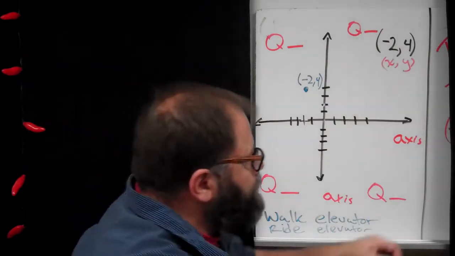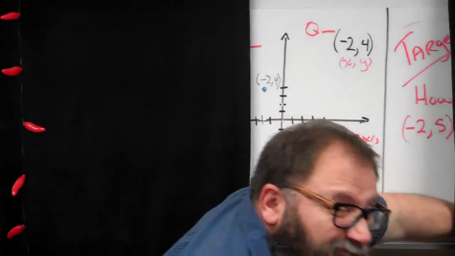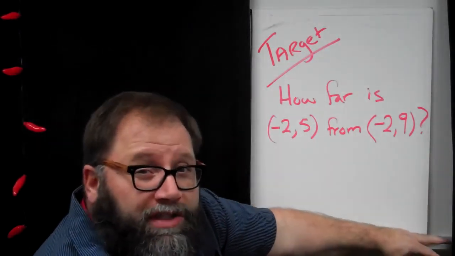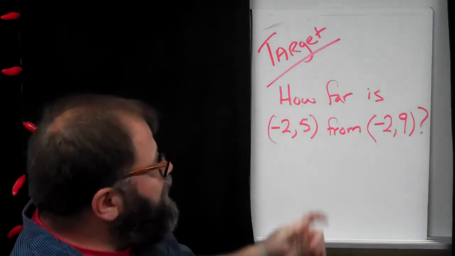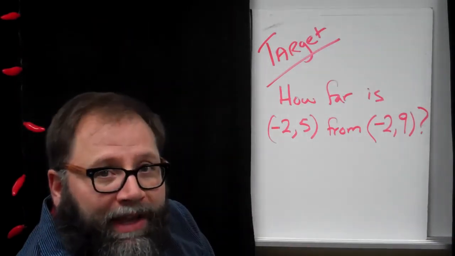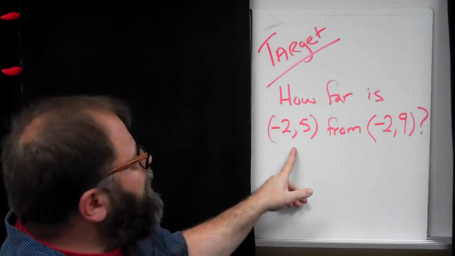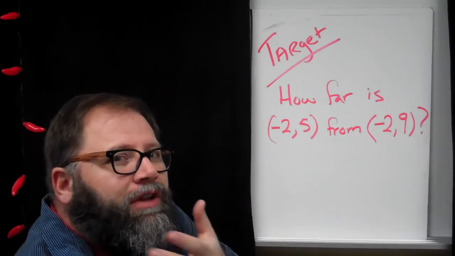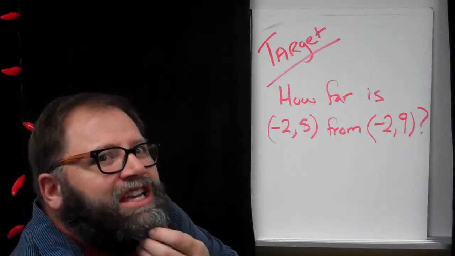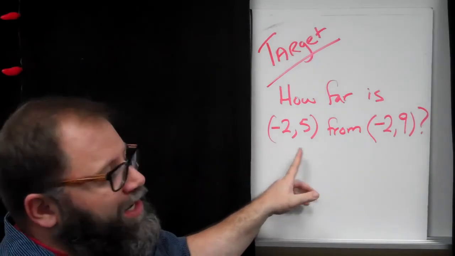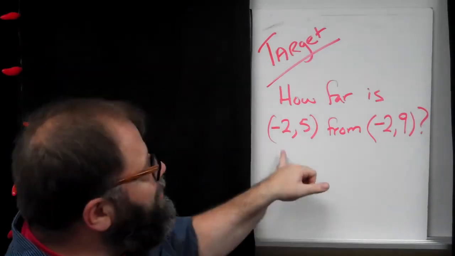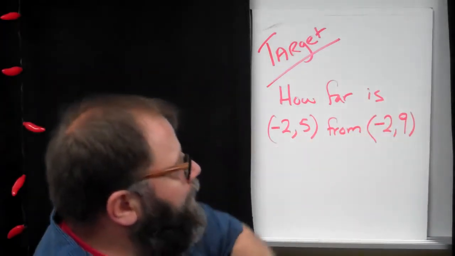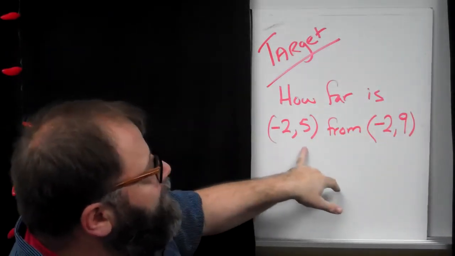Capiche? Here's your target. And this is metacognitive now. We're going to try something that's a little challenging. One of the things we're going to work on is distance from point to point. Here are 2 points on a coordinate plane. How far is the point -2, 5 from the point -2, 9? This is my figuring out phase. See if you can figure out how far this point is from this point without even graphing it, just looking at the numbers. How many bunny hops is that?